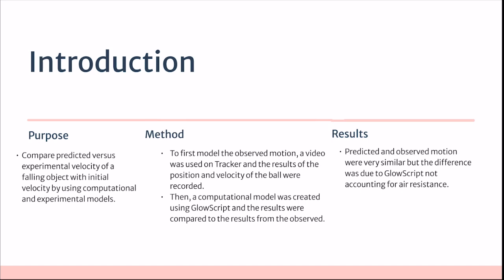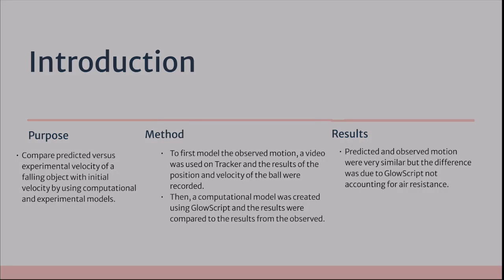The method we used was to model the observed motion first. So that video was used on Tracker and the results of the position and velocity of the ball were recorded. And then a computational model was created using GlowScript. And those results were also compared to the observed results in order to see how the two compare. We found that the predicted and observed motions were very similar, but the difference was due to GlowScript not accounting for air resistance, and we'll go into that a little bit later.